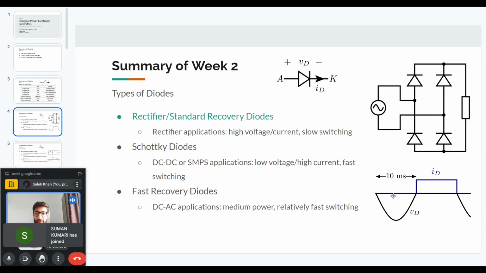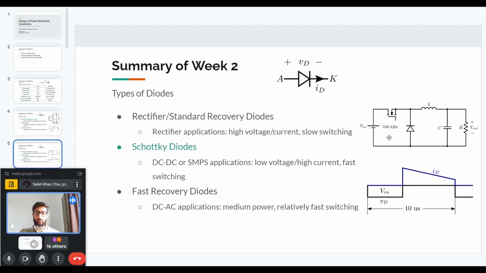at these frequencies. But if we use the same rectifier diode at very high switching frequencies, then the switching losses can become too much. So that is why these rectifier diodes are used for rectifier applications where we have high voltage and current ratings, but the switching requirement is slow.